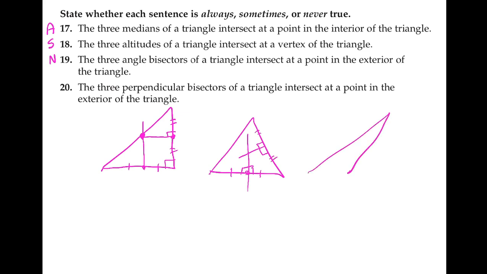And if we have an obtuse triangle, woof, that was pretty bad. If we have that, then this will be meeting outside. So yeah, it can meet on the triangle, inside or outside. So it says three perpendicular bisectors meet in the exterior, so that's sometimes true.